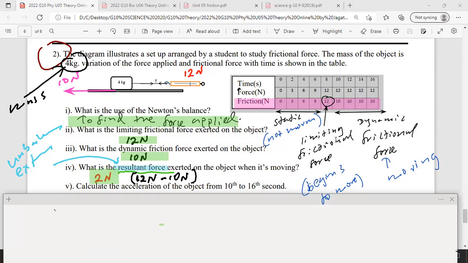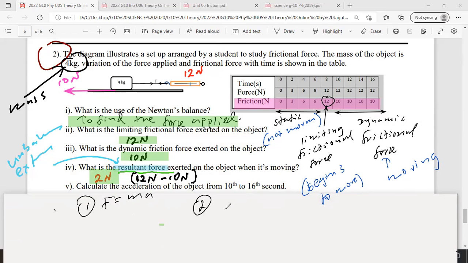You can write the equation F equals ma for part 5. Those who are not done, please try the method to find the acceleration. You have to use either F equals ma or, what are the two equations to find acceleration? A equals v minus u over t. That is in grade 10 physics, unit 2. I don't know whether you have missed that lesson.